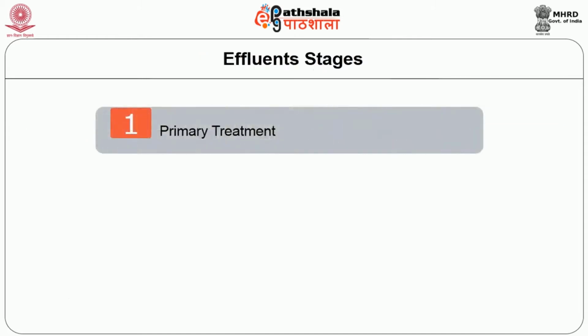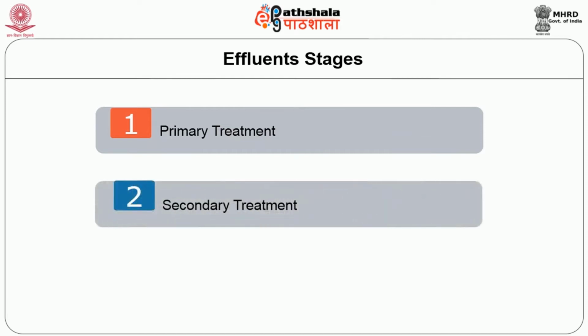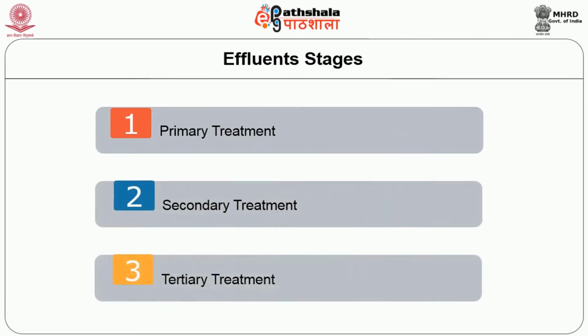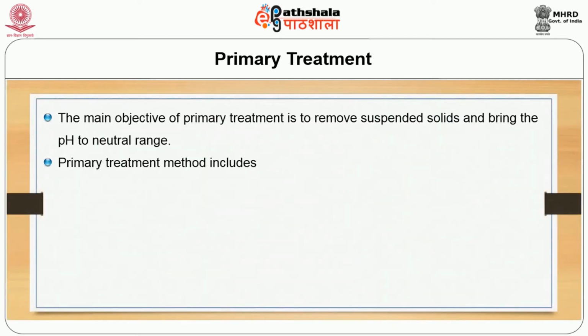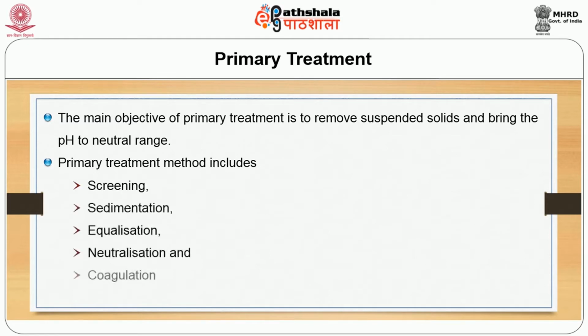The effluents are treated in 3 stages. They are primary treatment, secondary treatment and tertiary treatment. Now, we will have an overview about the different primary treatment methods. The main objective of primary treatment is to remove suspended solids and bring the pH to neutral range. Primary treatment methods include screening, sedimentation, equalization, neutralization and coagulation.